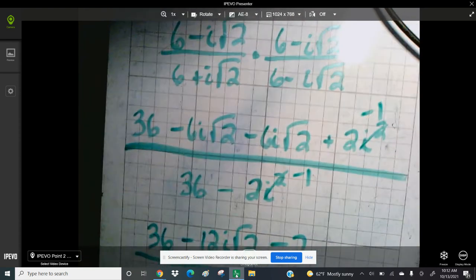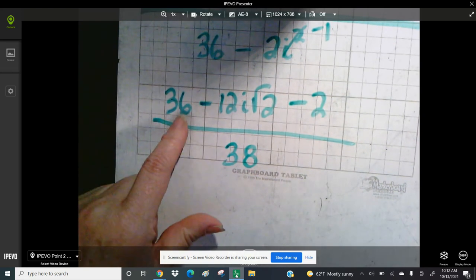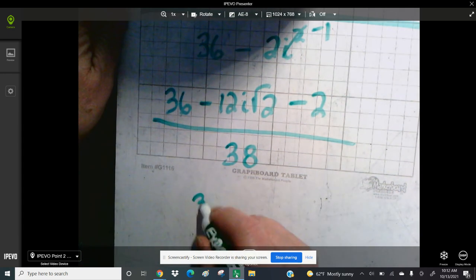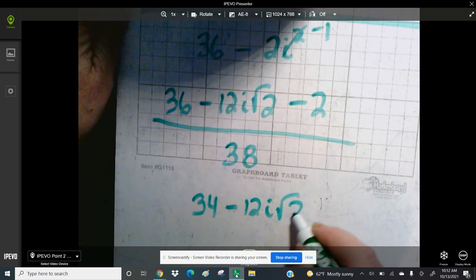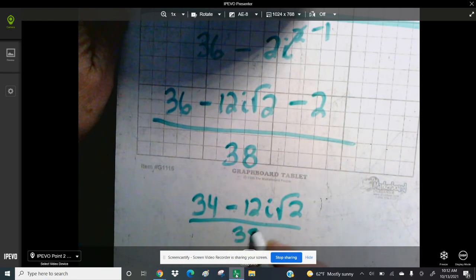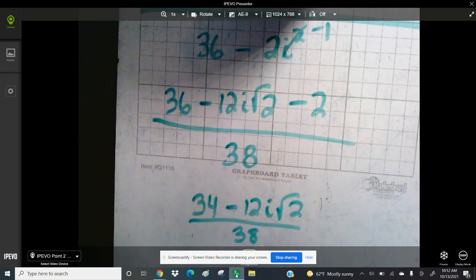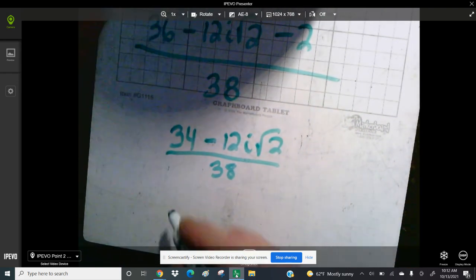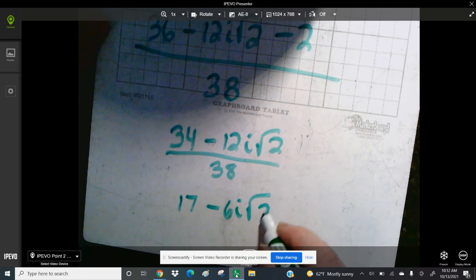Whoops, I'm going to move down here. And then I can combine these two like terms. So 36 minus 2 would be 34 minus 12i times the square root of 2 all over 38. But I can continue simplifying because each one of these can be divisible by 2. I'm going to move this down again. So I'm going to get 17 minus 6i square root of 2 all over 19.